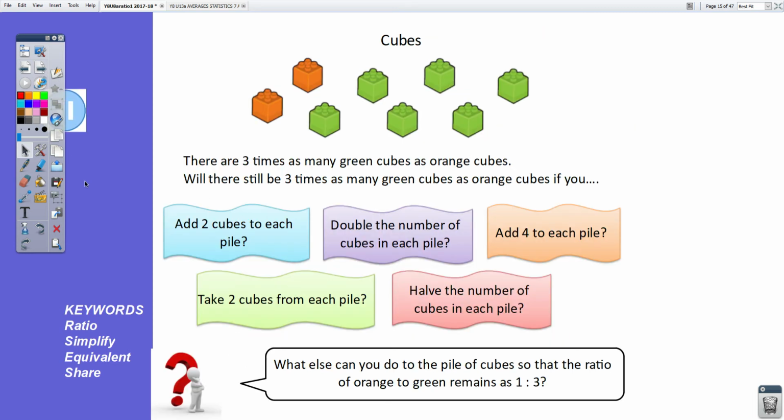Right, another question about cubes. There are 3 times as many green cubes as orange cubes. Will there still be 3 times as many green cubes as orange cubes if you do the following? What I would like you to do is write your answers and also think about them. Don't just put yes, no. Think about them and try and decide why the answers will be yes or no. So if your teacher can pause the video and play when you are ready to mark your answers.